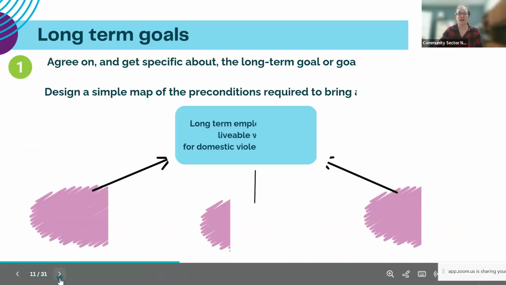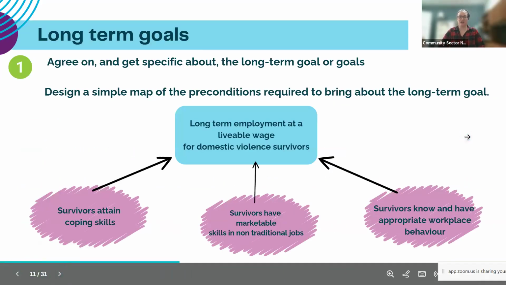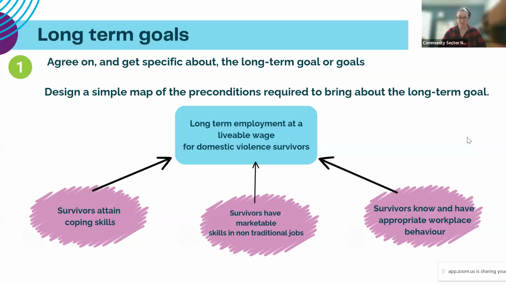So in this context, I'm just going to use an example of creating employment for domestic violence survivors. So that's the long-term goal. So you get all of your internal, external stakeholders together and agree on and get very specific about that goal. And then we'll design a simple map of the preconditions required to bring about that long-term goal.